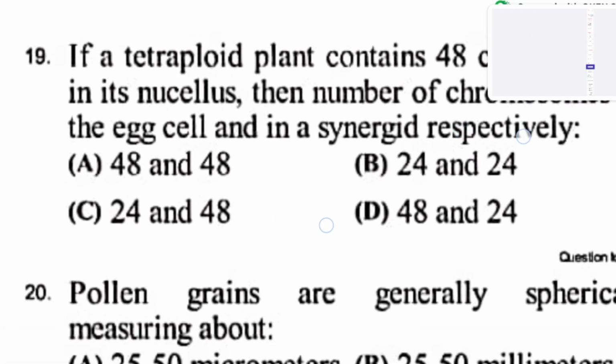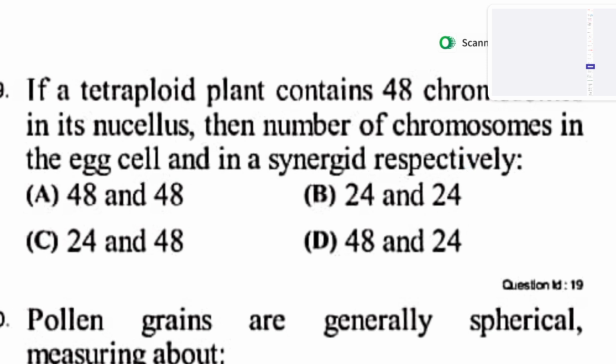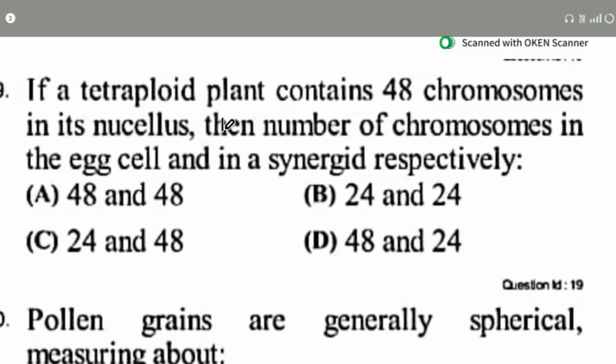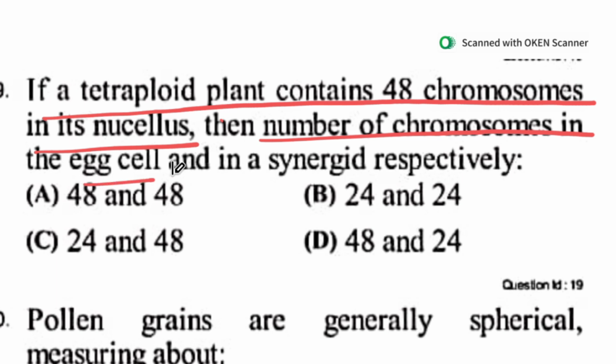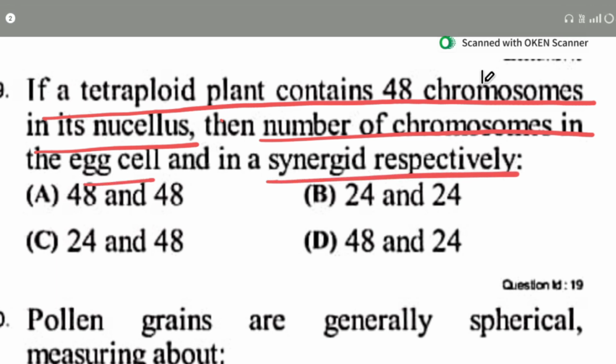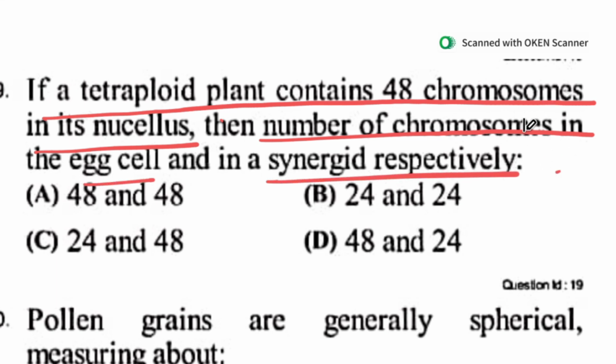The next question. If a tetraploid plant contains 48 chromosomes in its nucellus, what is the number of chromosomes in the egg cell and synergid respectively? As the nucellus is diploid, the nucellus contains diploid cells.